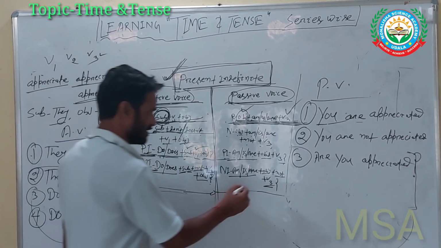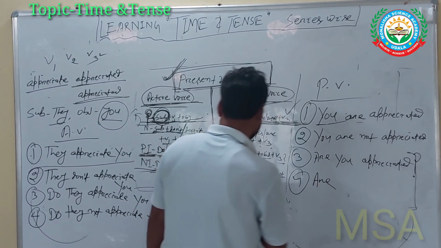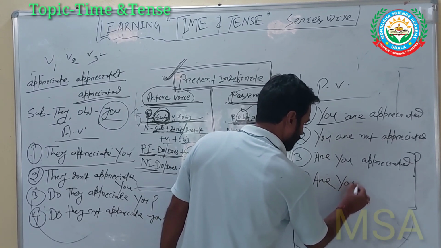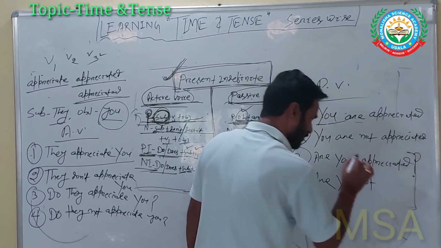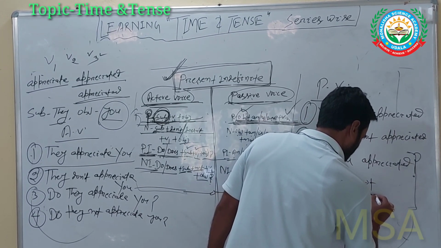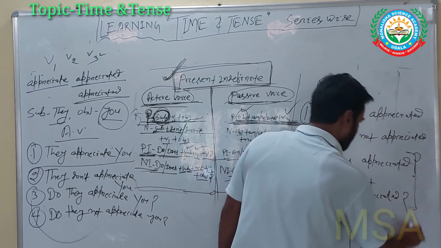And the passive voice is: here is "are", you can see. Next comes the object, which is "you", as you know, and next comes "not": are you not. And the last word is the verb, third form: it is appreciated.